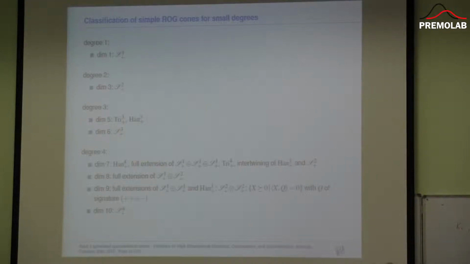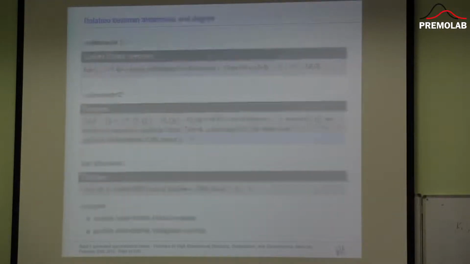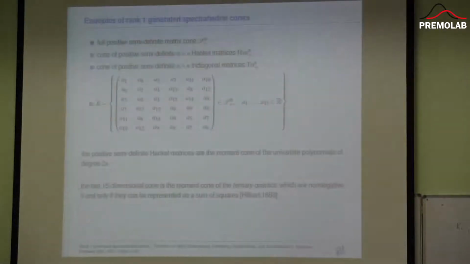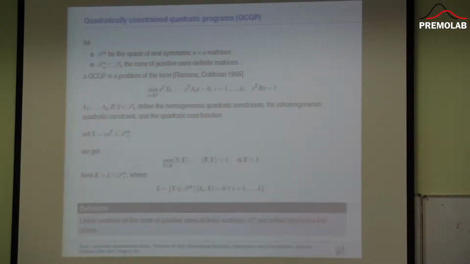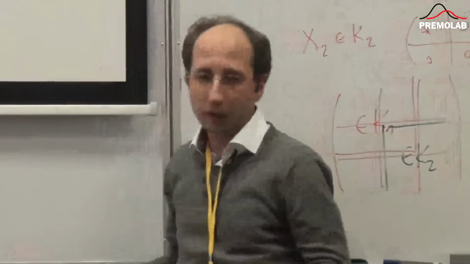The trace constraint actually is not dropped. So you have this constraint here, the inhomogeneous one, and this just becomes the trace constraint. So B is just the identity matrix. So what is dropped is the rank constraint. The trace constraint remains as it is.